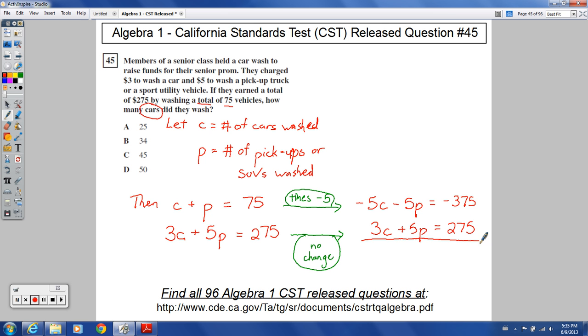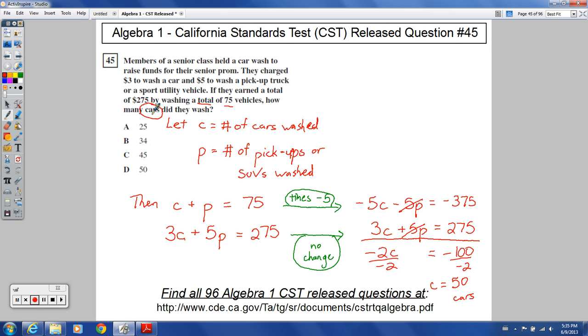Putting these two things together, what happens? -5P cancels out with 5P. This will be 2C, negative 2C rather. This will be -100. If I divide both sides by -2, that's my answer. I've got C equals 50. So I have C, 50 cars.